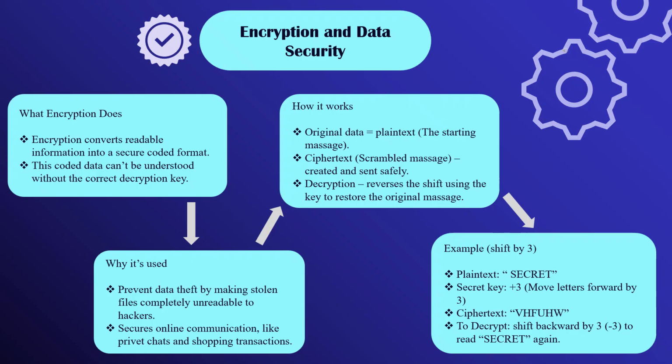Let's look at a simple example using something called a shift cipher. With a shift of 3, imagine our plain text is the word secret, right? Using a secret key of plus 3, meaning we move each letter forward by 3 positions in the alphabet, the word secret becomes the ciphertext VHFUHW. To decrypt it and read the original word again, you simply shift each letter backward by three positions.